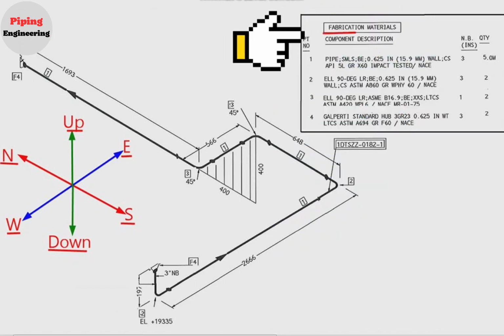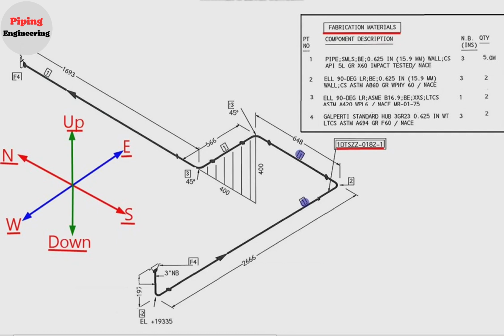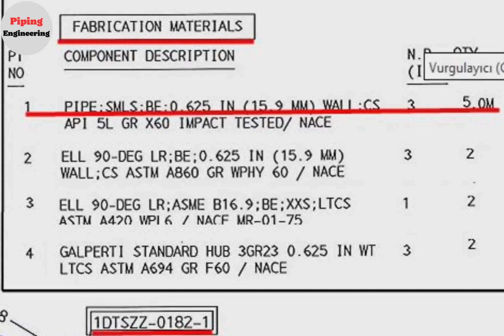This is the list of materials for fabrication. This pipeline consists of one spool only. Let's learn the materials which are used in the pipeline. Detail number 1 was used in several places in the pipe drawing. Let's look at the material list. The item number 1, pipe, 0.625 inch i.e. 15.9 wall thickness, the material is carbon steel, the size is 3 inch, total length used 5 meters.